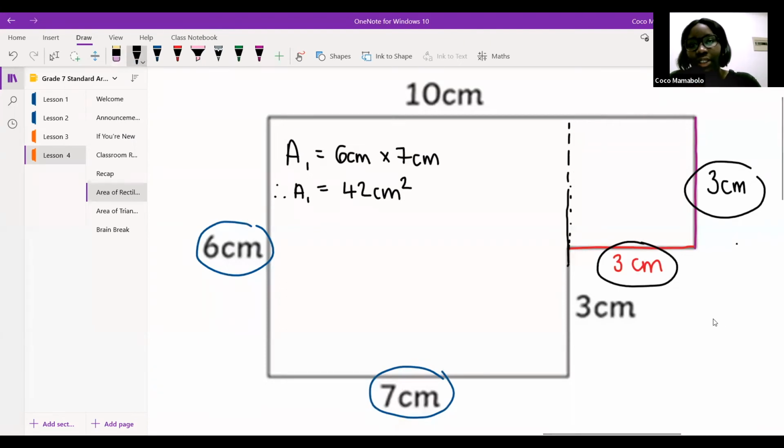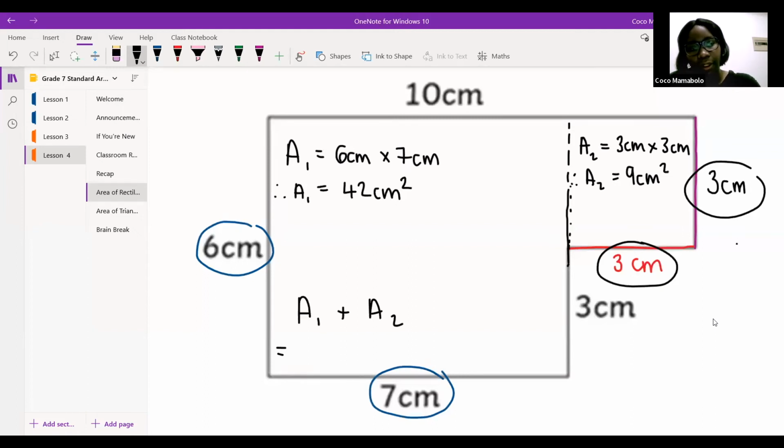What am I going to write? Area is equal to 3 centimeters times 3 centimeters. Excellent. Area 2, therefore, A is equal to 9 centimeters squared. Excellent. Now that I have both of them, I can add them together. So I can go A1 plus A2 is equal to, finish this for me. Is equal to 51 centimeters squared. Good. Bonolo loves skipping steps. 42 centimeters squared plus 9 centimeters squared is equal to 51 centimeters squared. Well done.